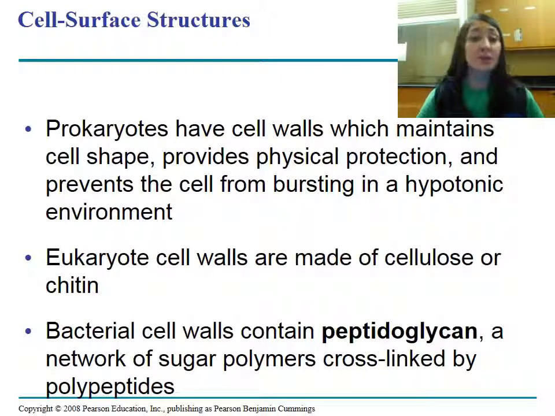In eukaryotic cells, if they're plants, the cell walls are made of cellulose. They can either be made of cellulose or chitin if we're talking about an insect eukaryotic cell. But bacterial cells are different. Their cell walls are made of peptidoglycan, which is made up of both carbohydrates and proteins. So you have these sugar polymers, that's where you get the glycan part of the word, that are cross-linked by polypeptides, which are your amino acids.